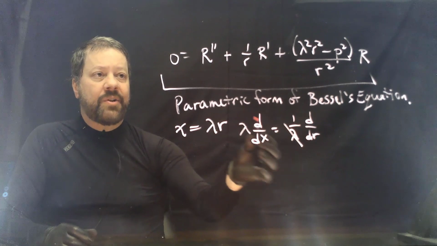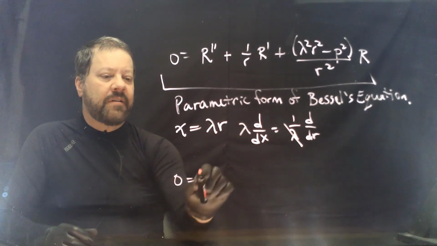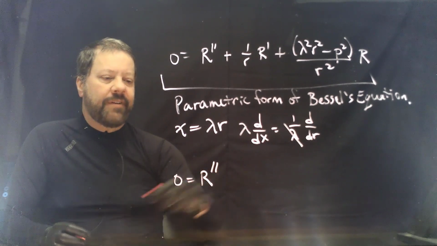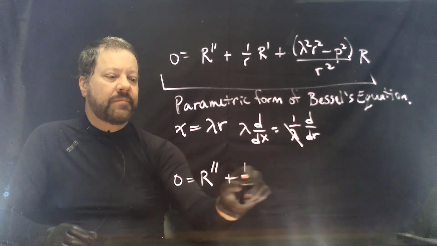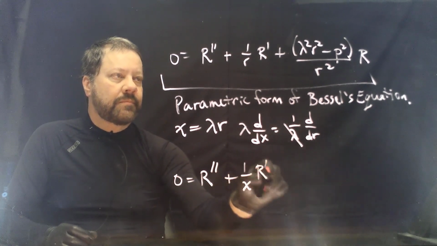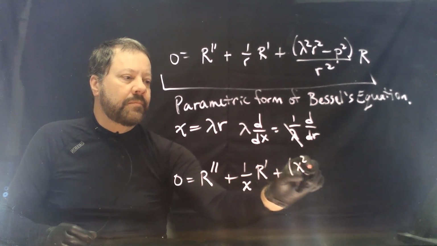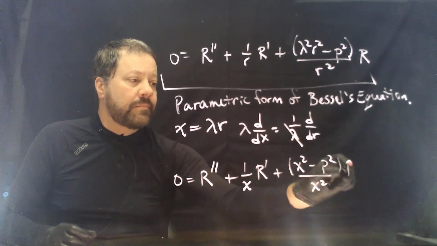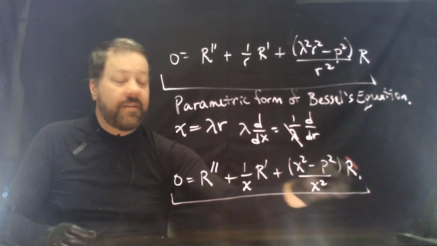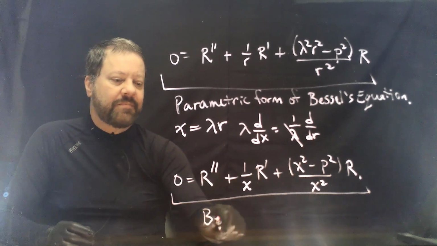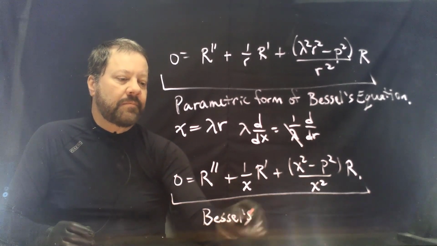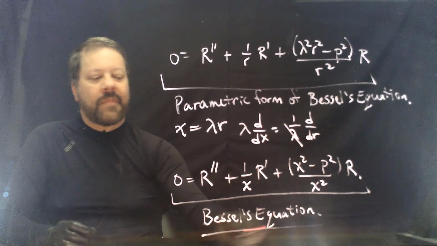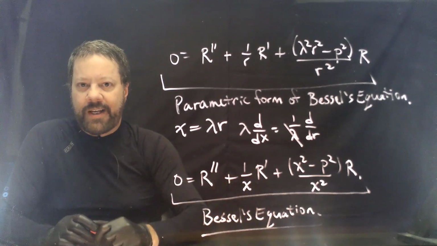Making this substitution, using primes now as derivatives with respect to x instead of derivatives with respect to r, we'll have Bessel's equation. And it is this equation that we are going to turn to next.